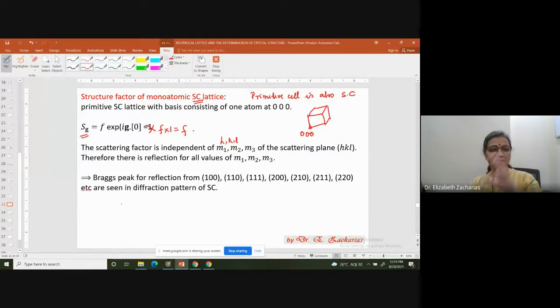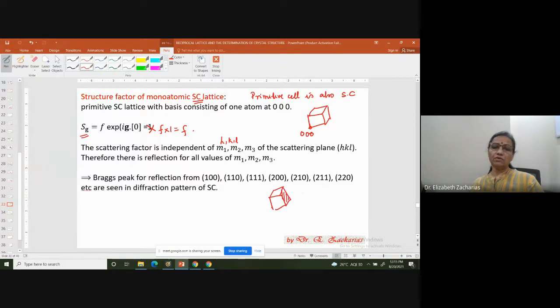I hope you're getting some idea of how you will write your HKL. Please remember, HKL can take integer values 0, 1, 2, including 0, no negative. HKL cannot be negative. So how you go from the simplest to the complex is what we have shown here.